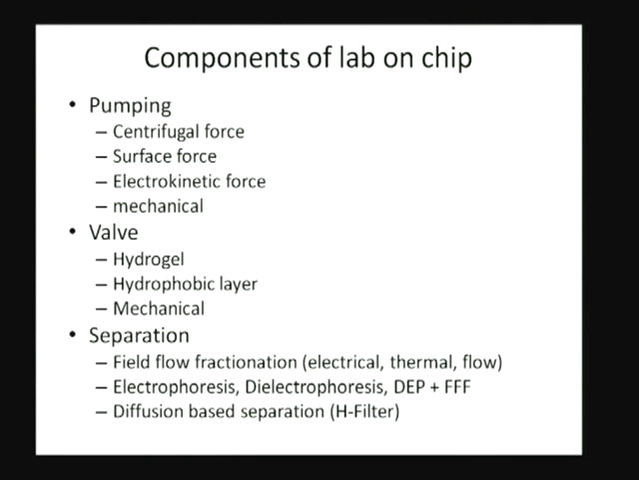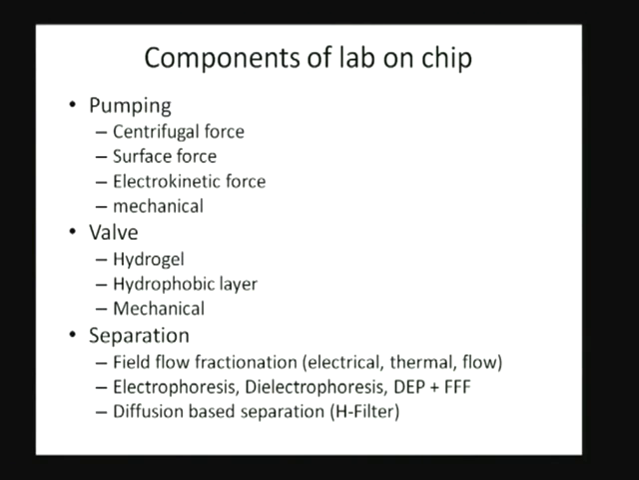Here I briefly identify the components of lab on chip. These components need to be there, otherwise you cannot accomplish the objectives that I mentioned just now. The components are, there has to be some pumping element, because reagent and the sample have to be pumped inside the channels which are engraved on the chip. Then there has to be some valve arrangement. Some fluid will flow under certain conditions, and it will not flow if that condition is not met.